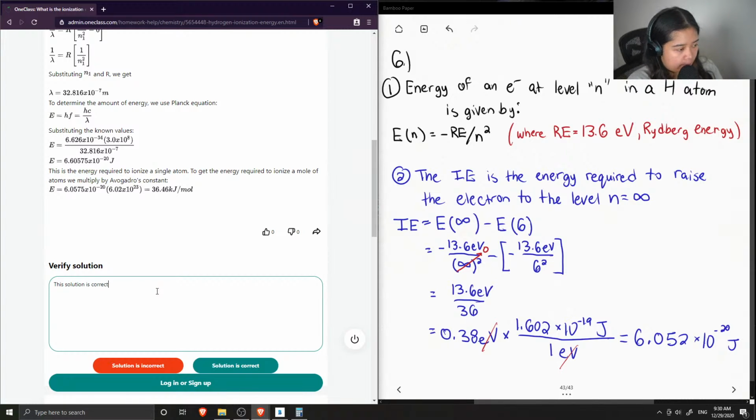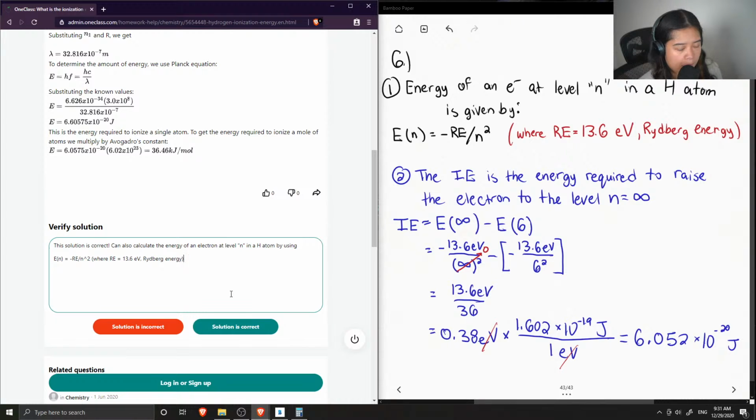I'll also write in that you can also calculate the energy of an electron at level n in a hydrogen atom by using this equation, where RE is equal to 13.6 eV, which is the Rydberg energy.